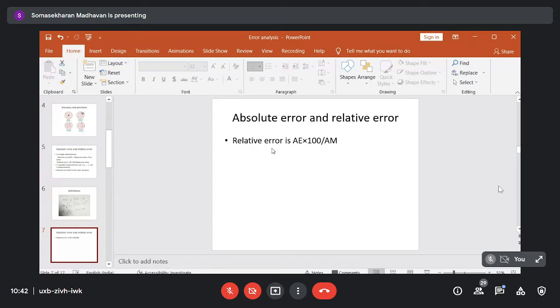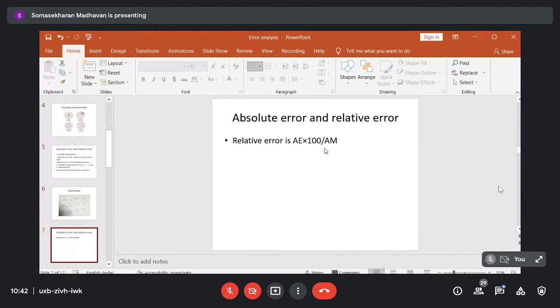And in this case, also the relative error is defined as absolute error into 100 divided by arithmetic mean, because the arithmetic mean is the estimated true value. So if there are multiple measurements, you can estimate the true value by taking the arithmetic mean. But if there is a single value, there is no possibility of estimating that value, and then you need a true value.